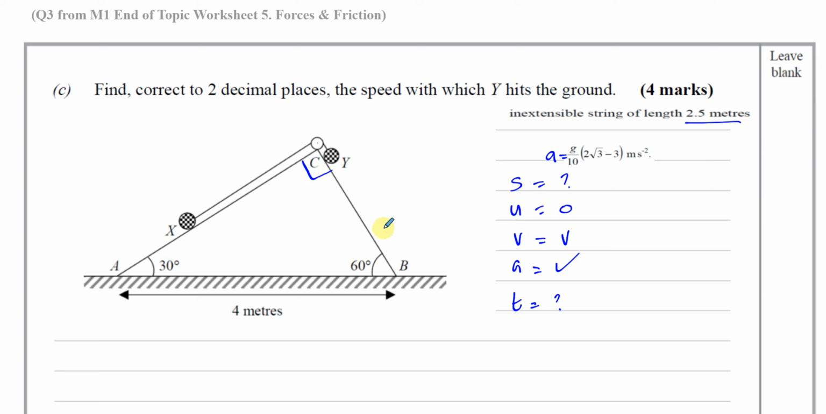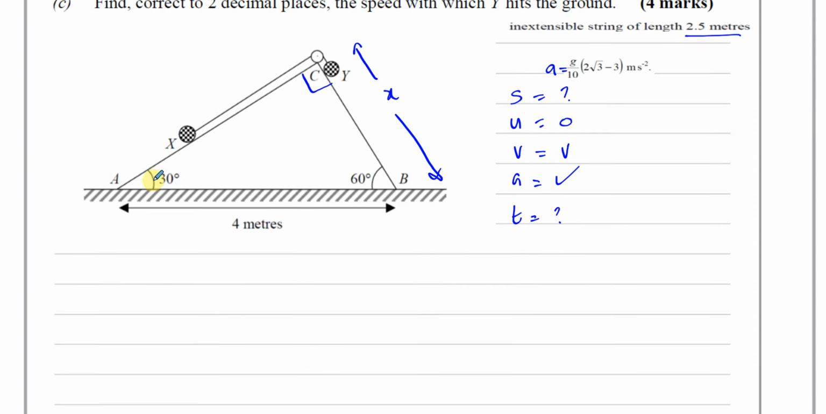So if I call this length x, we can use trigonometry. We can say that the sine of 30 degrees is equal to the opposite, which is x, over the hypotenuse, which is 4. So therefore x equals 4 times sine of 30. Now sine 30 is a half, so x is equal to 2 meters. So this is 2 meters. So I know s is equal to 2 meters. So now I can work out what I need to work out.